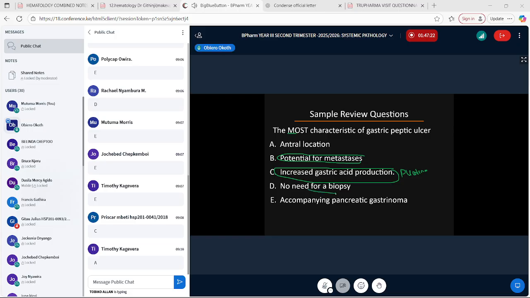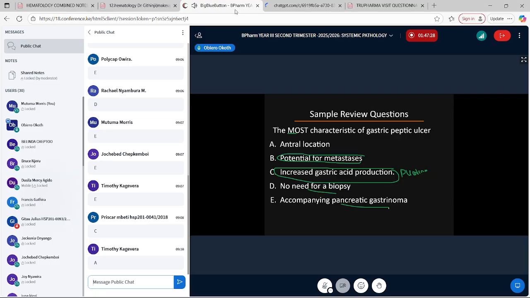You need to biopsy it because some of them are malignant. Accompanying gastric pancreatic carcinoma, again, you see this mainly with the duodenal ulcers, not gastric. Yes, that leaves the antral location, because that's where the H. pylori is.